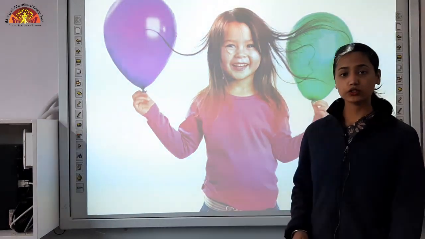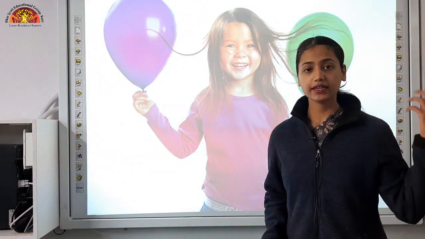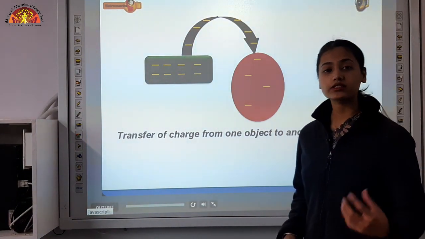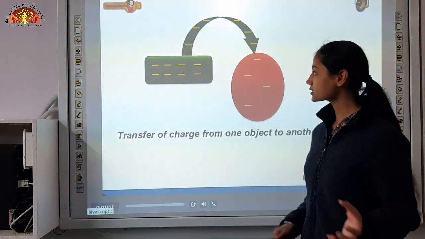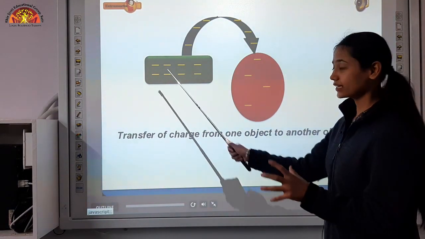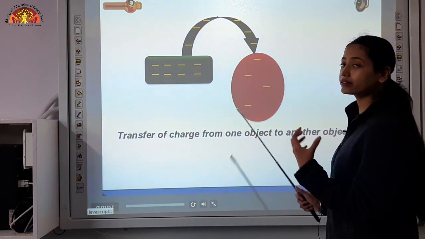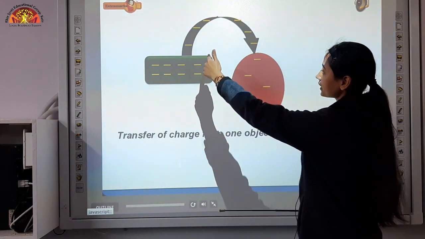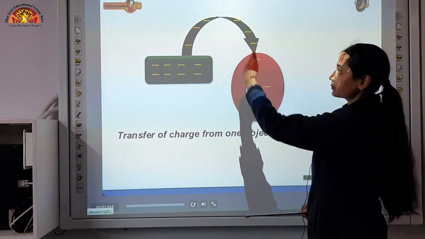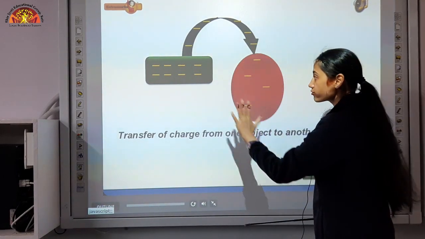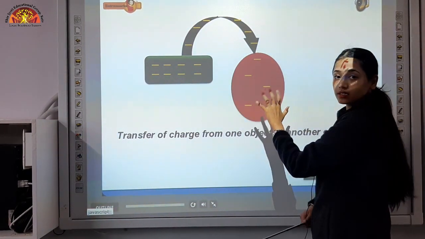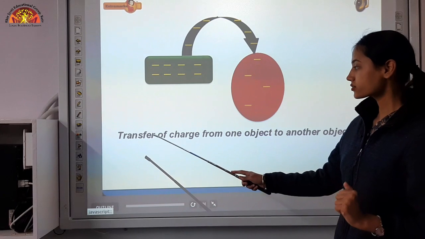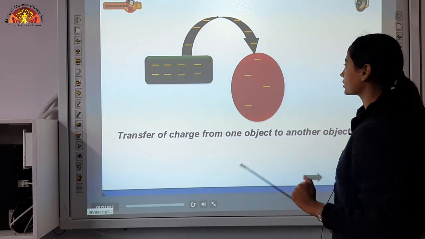So what we actually are doing, when we rub this balloon against our hair, is transferring charges. That means we are disturbing the number of electrons in an atom. Let's say this is any object and this is a balloon. When we rub, you can see there is an arrow showing the transfer of electrons, that means negatively charged particles. After rubbing, this balloon is a negatively charged object because it has more electrons. So this is transfer of charge from one object to another.